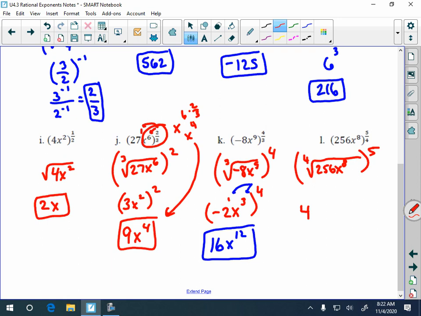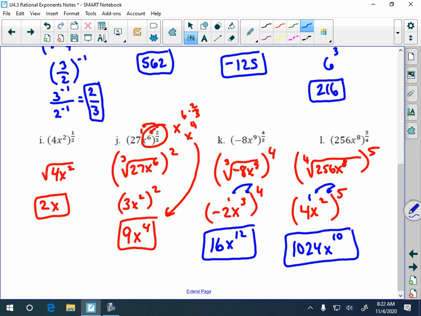Then the 4th root of x to the 8 is x squared. All that is being raised to the 5th power. So now I can bring that exponent 5 in and multiply. So 4 to the 5th power can get multiplied back out. So 4 raised to the 5th is 1024. And then x to the 10 power. 2 times 5 is 10. All right, and that is it.